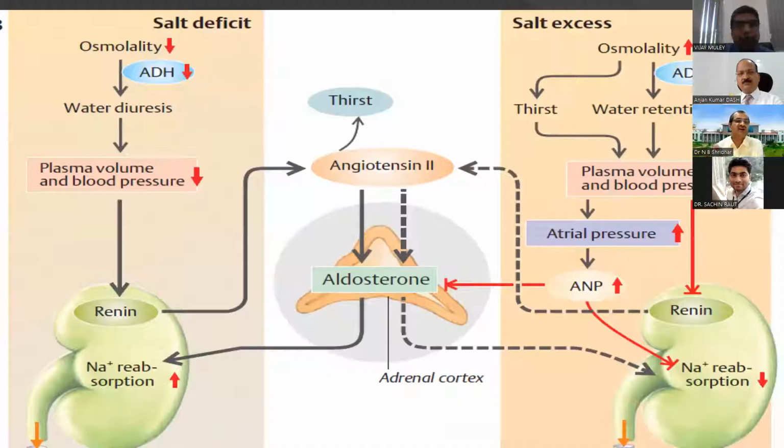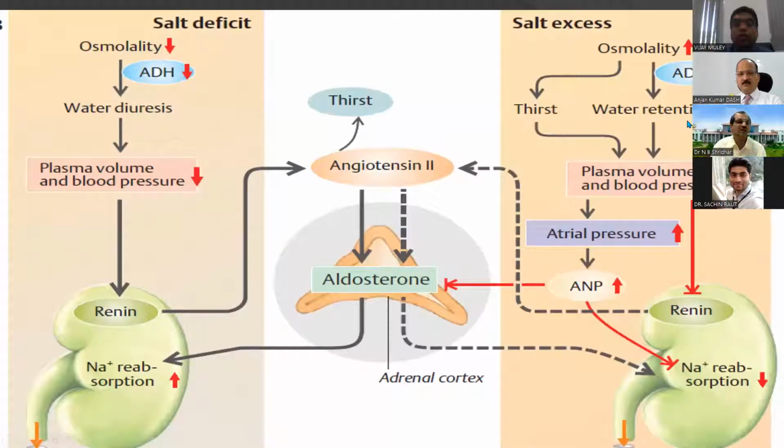And the salt deficit also causes a decrease in osmolality and a decrease in the antidiuretic hormone, then water diuresis occurs, the plasma volume decreases, and blood pressure decreases. This activates the renin angiotensin system, and there will be increased thirst. So this activates angiotensin 2, which then activates aldosterone. Because of this, sodium reabsorption from the kidney takes place. And also, whenever there is excess salt, the opposite action is mediated.